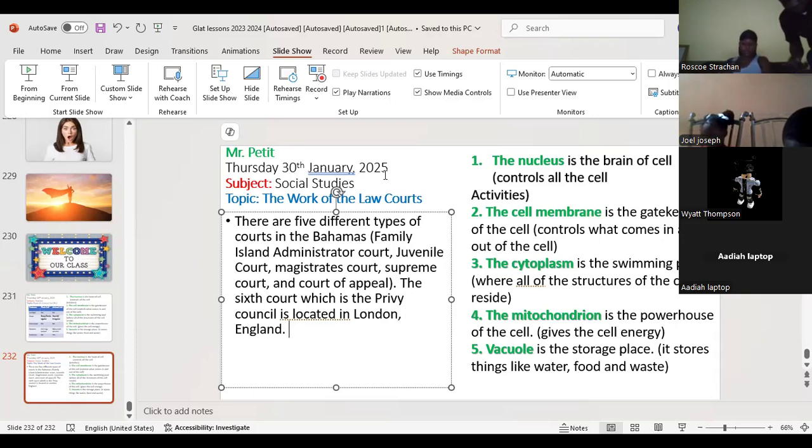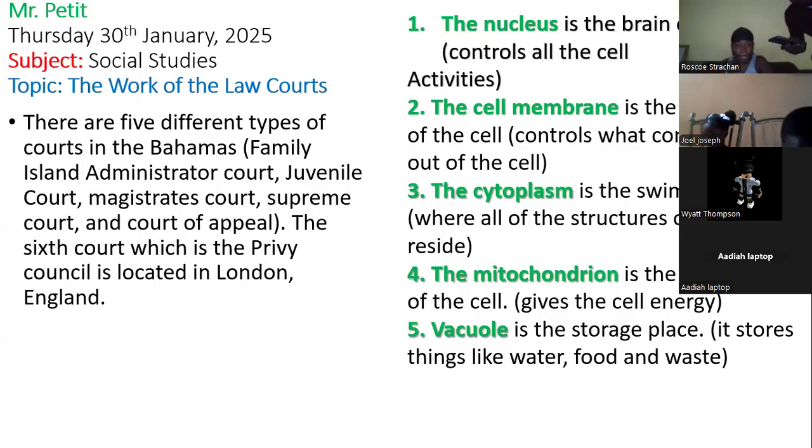All right. So Adaya, can you read the different types of courts that we have? Start from there are 5. There are 5 different types of courts in the Bahamas: Family Island Administrative Court, Juvenile Court, Magistrates Court, Supreme Court, and Court of Appeal. The sixth court, which is Privy Council, is located in London, England. So where's the Privy Council located? London, England. Very good.